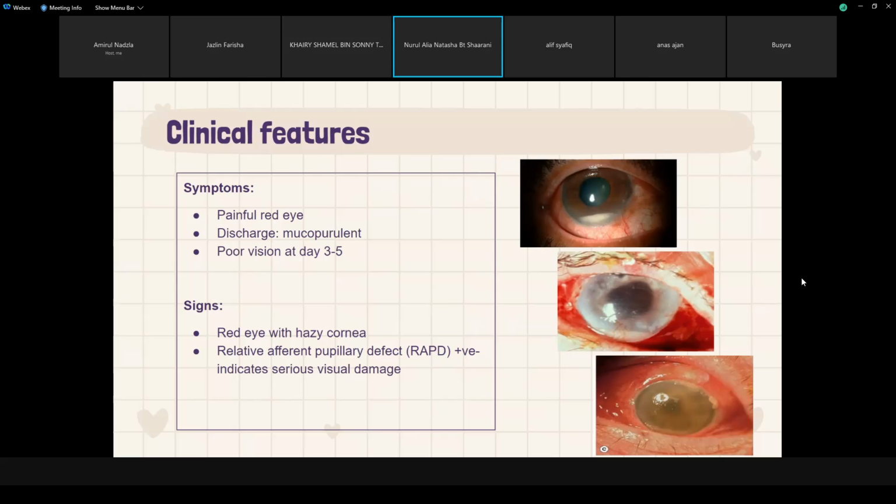So, this is the common clinical picture of endophthalmitis. The symptoms include painful red eye, and the discharge is usually mucopurulent, and the patient will have poor vision at day 3 to day 5. For the signs, they include red eye with hazy cornea and also a relative afferent pupillary defect, RAPD test positive, which indicates serious visual damage to the patient.